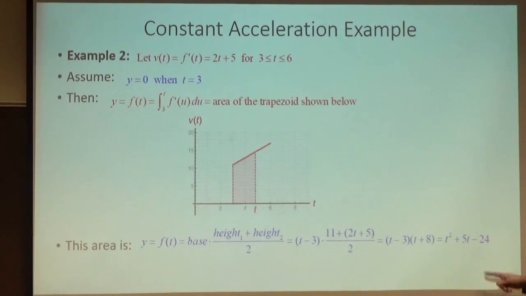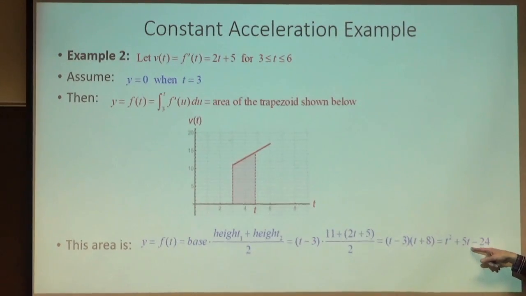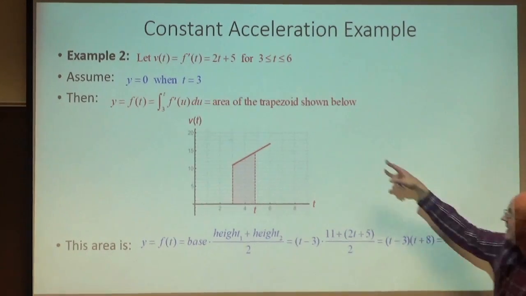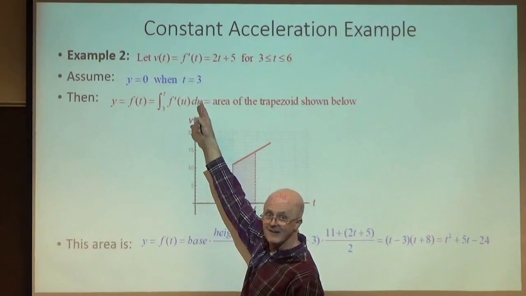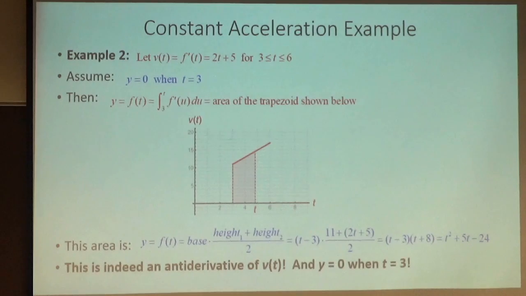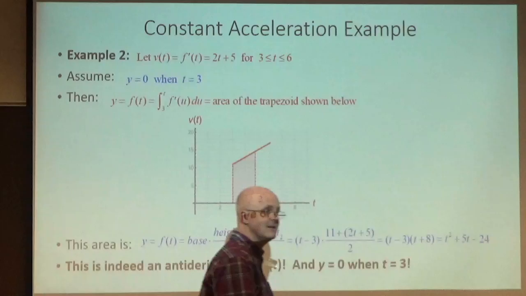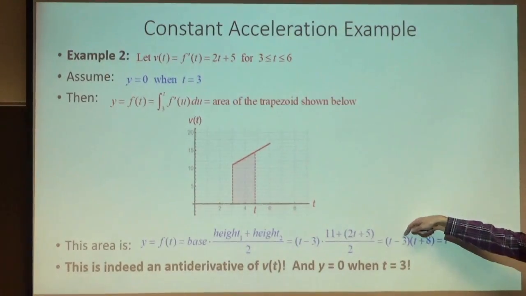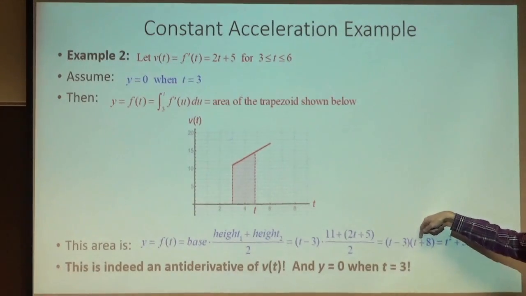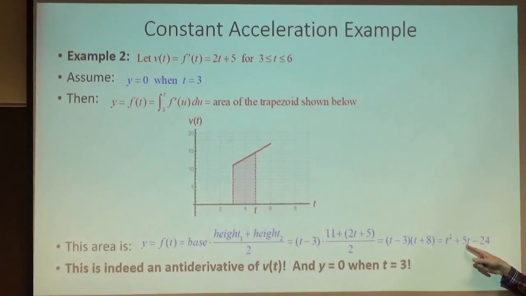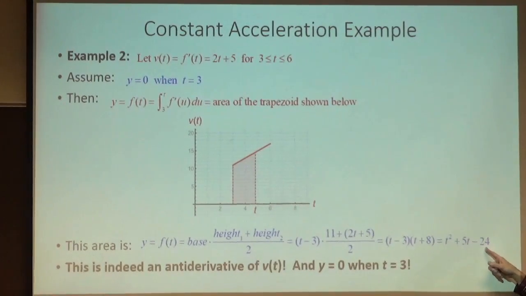Notice, take the derivative of this. What do you get? 2t plus 5 minus 0, 2t plus 5. It is working. This is an antiderivative of the velocity. And it equals 0 when t is 3, just like I wanted. Plug in 3 right there, you get 0 times 11, which is 0. Plug in t equals 3 right here, you get 9 plus 15 is 24, minus 24 is 0.